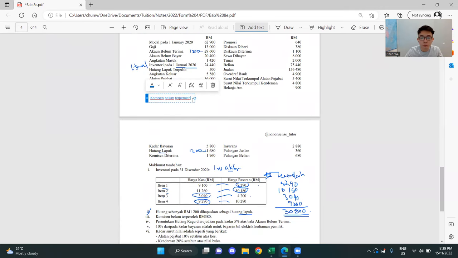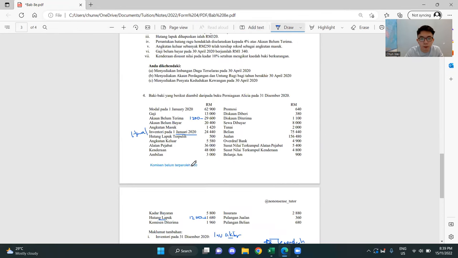So for commission belum terperoleh, or if you want, you can just put KBT as long as you remember. So belum terperoleh 380 ringgit. So you remember, later I have to record my commission belum terperoleh. Okay, so this is one place. Imagine, always must have debit and credit. So here there is a commission belum terperoleh, I record in one account. And then where is another account that we have to record for this 380 ringgit?